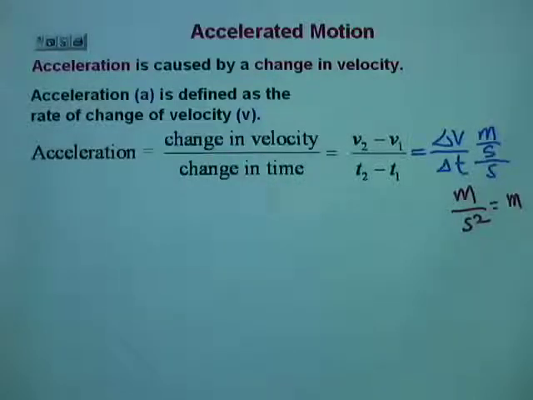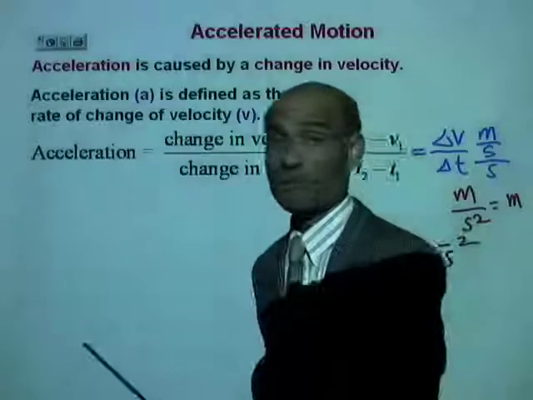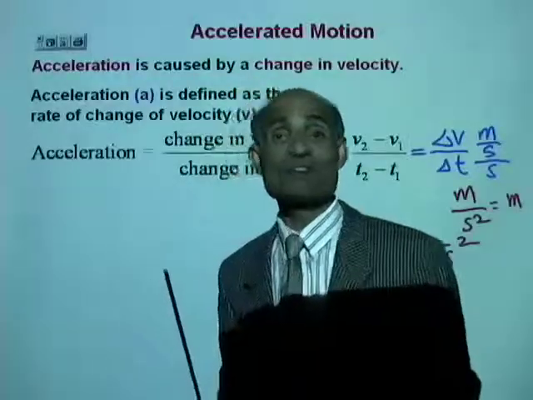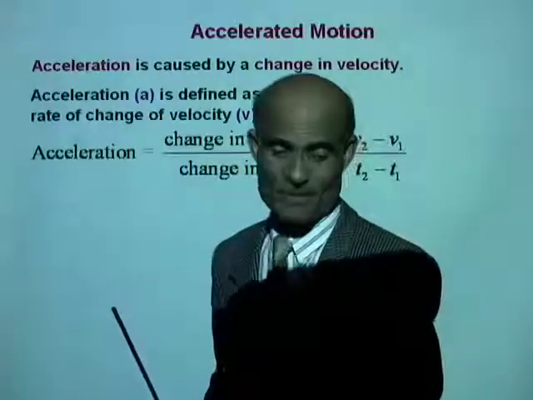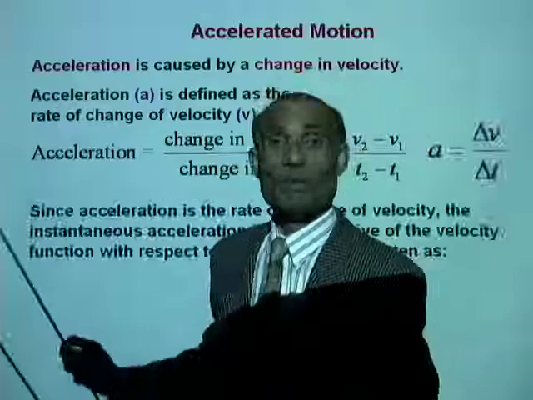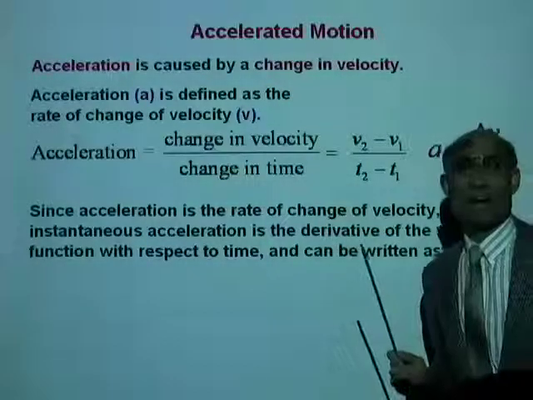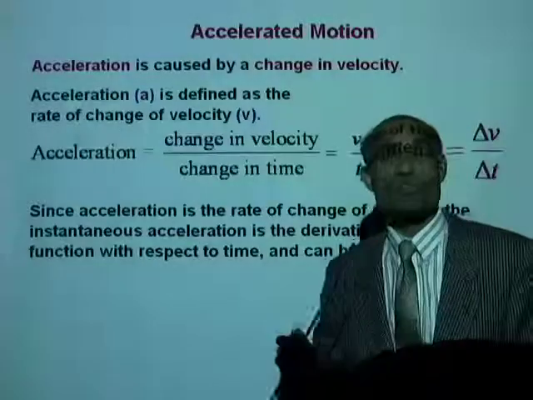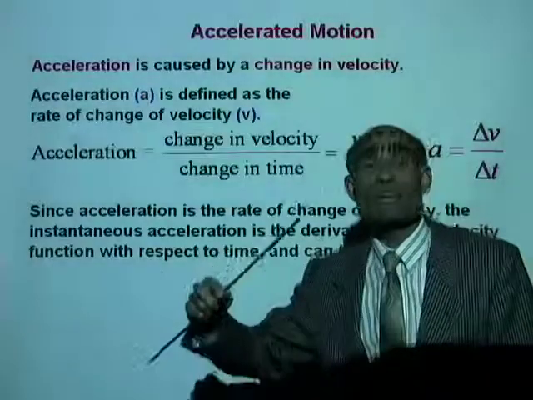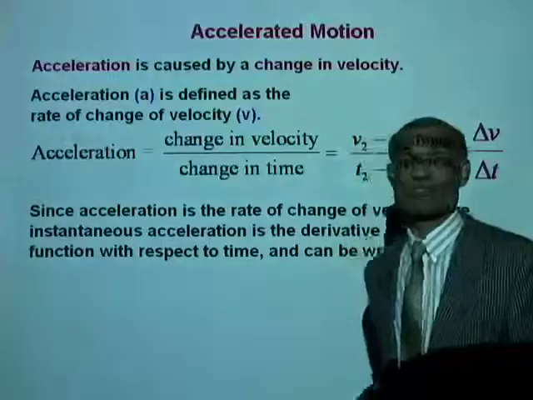And we write it like this, meter per second squared. So acceleration is measured in meter per second squared. That is the unit of acceleration. Okay. Well, acceleration a is equal to delta V divided by delta T. Acceleration is the measure of the rate of change of velocity.